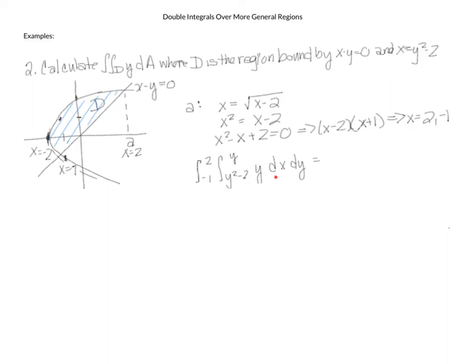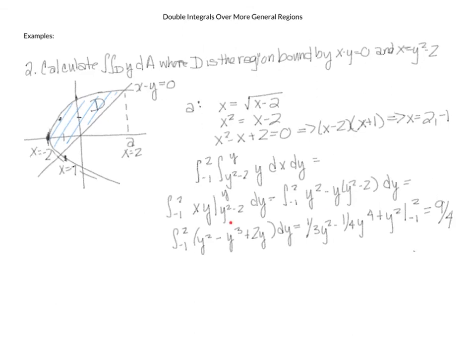And now x, if I have y going from negative 1 to 2, from 2 all the way up here, sorry, not this point, but up here, then x is going to go from the curve to the line. So again, y is going from negative 1 up to 2, and then x goes from the curve to the line. So here I have that set up. It goes from the curve to the line. And from there, it's just calculations, taking the integral, some algebra, and your answer should be 9/4.